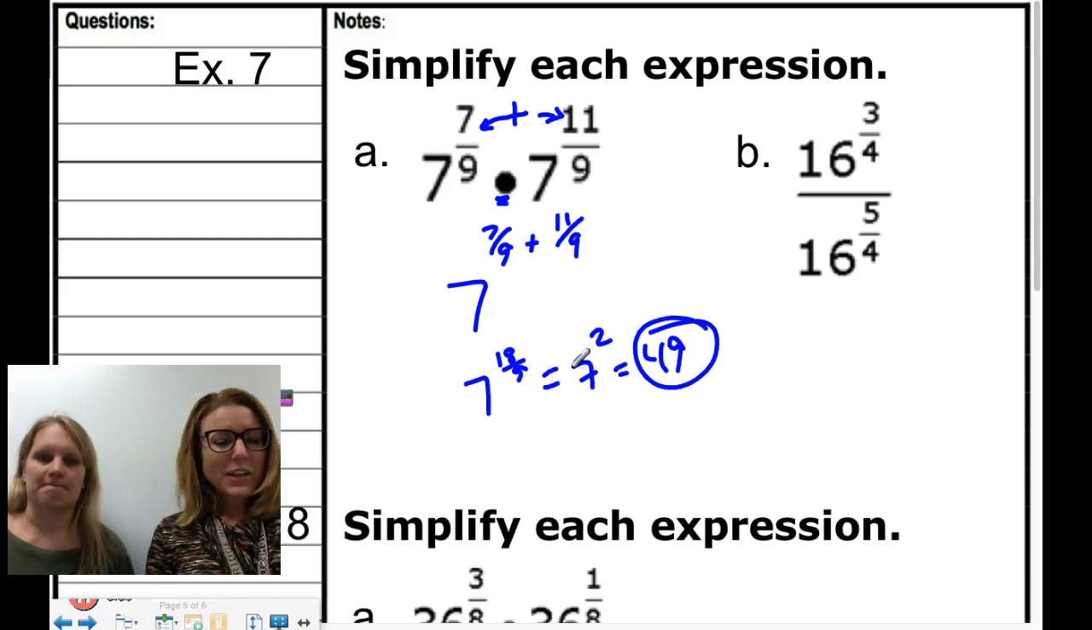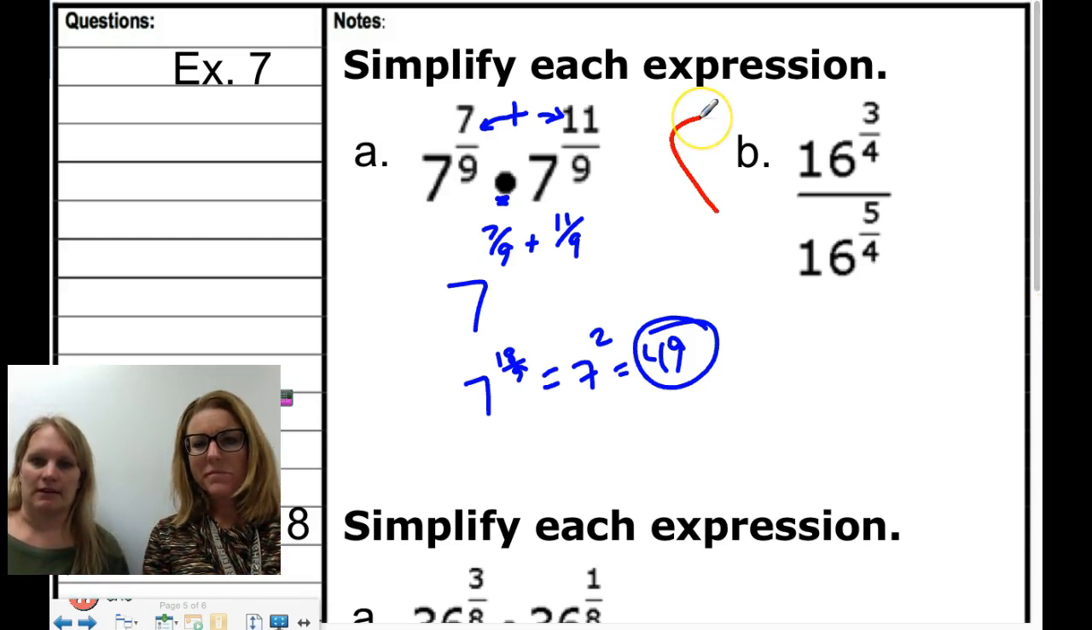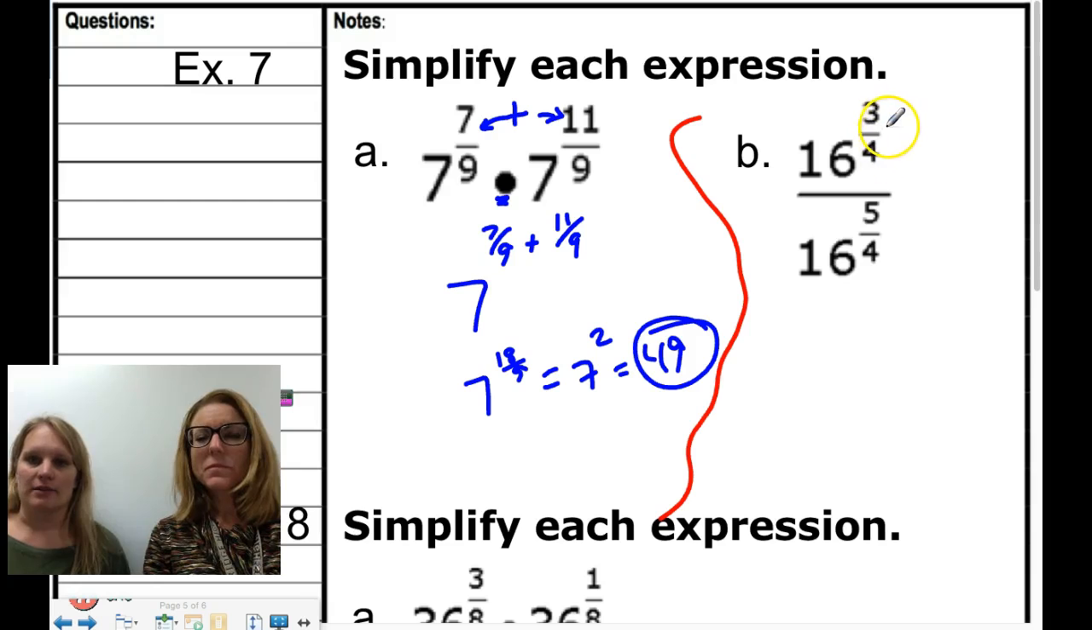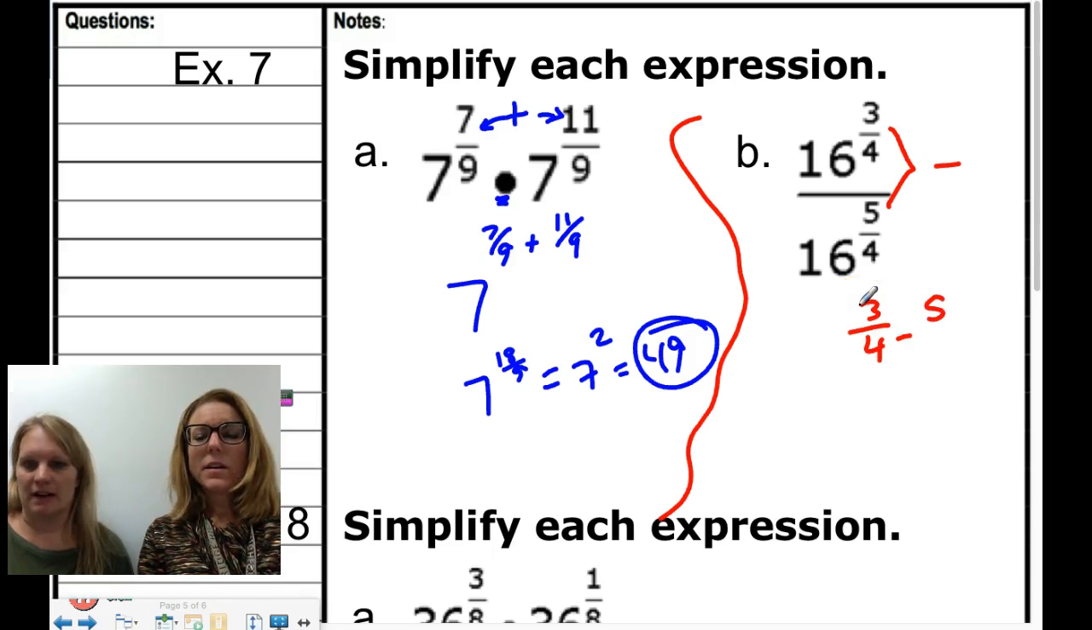That's easy. Should we do a division one, too, while we're here? All right, our exponents this time we subtract. I'm just going to write over here 3 fourths minus 5 fourths.